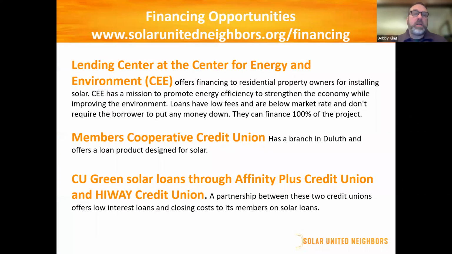Here's just an example of some. Like I said, the Center for Energy and the Environment. Members Cooperative Credit Union in Duluth has a solar loan. And then Affinity Plus Credit Union and Highway Credit Union have something called the CU Green Solar Loans. A lot of solar installers will offer financing through a third party. We really suggest shopping around rather than just taking theirs right out of the gate.